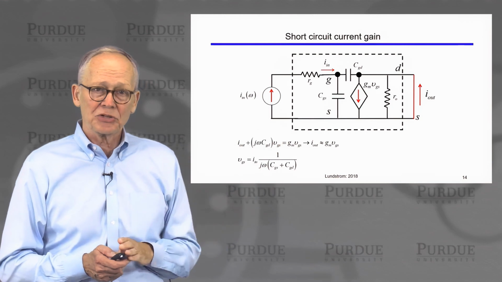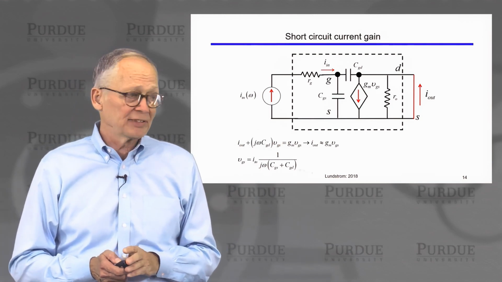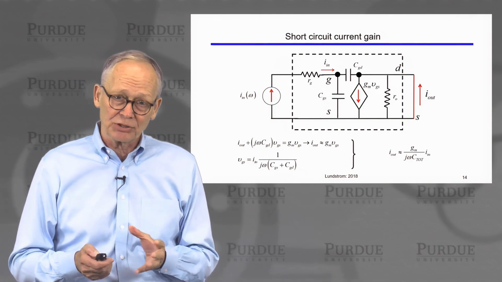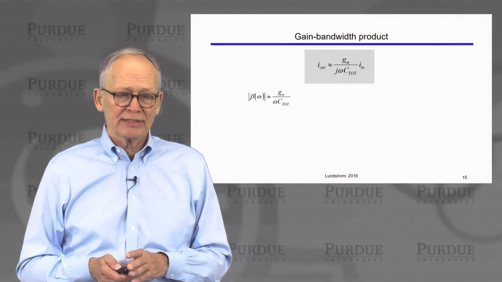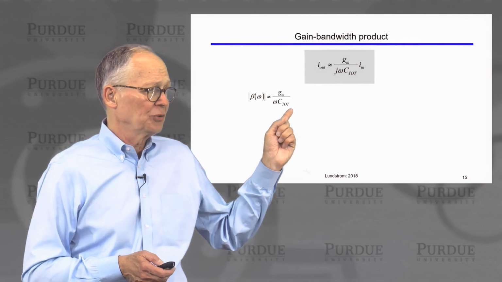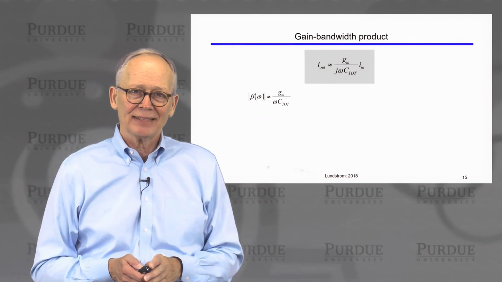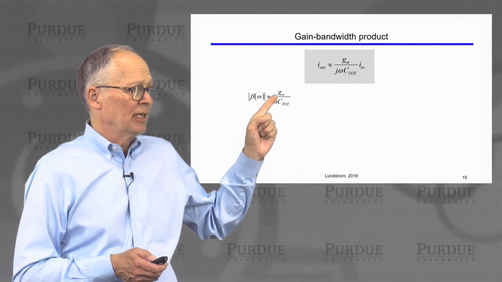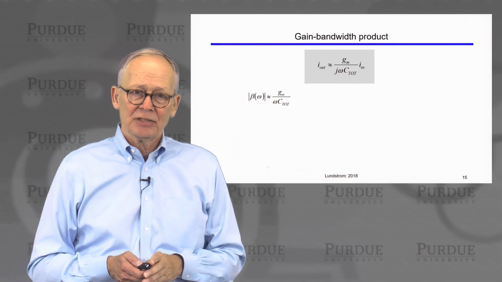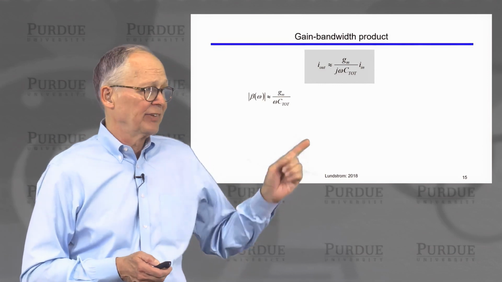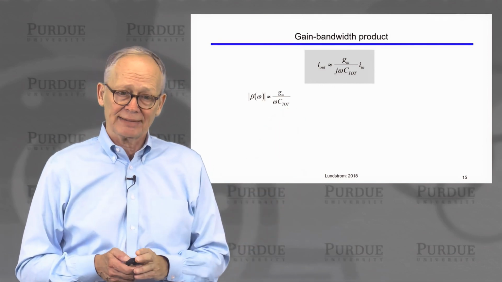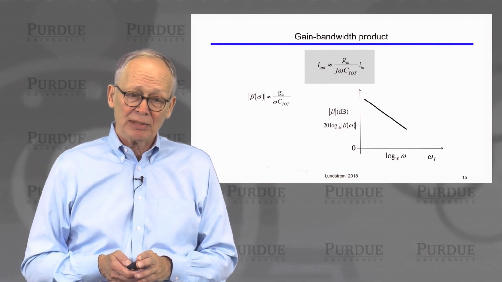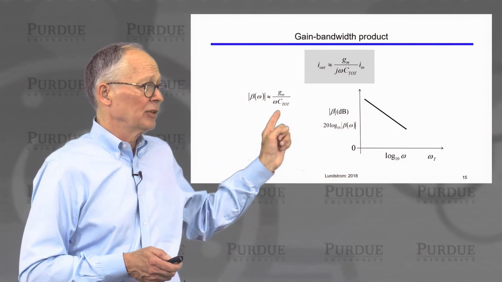So we have two expressions here. We can put these two expressions together and we can solve for the output current in terms of the input current. What we're interested in is the ratio of those two. We would call that ratio beta, the current gain. And if we divide the output current by the input current, we find that the current gain is g sub m, the transconductance, divided by frequency and the total capacitance. Okay. All right.